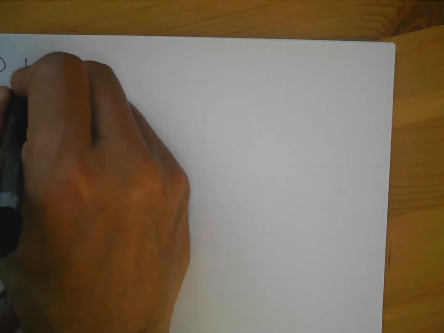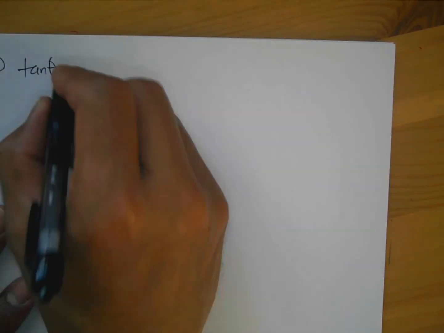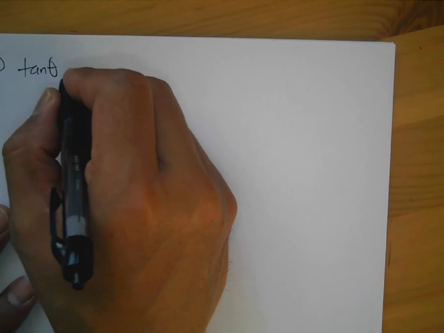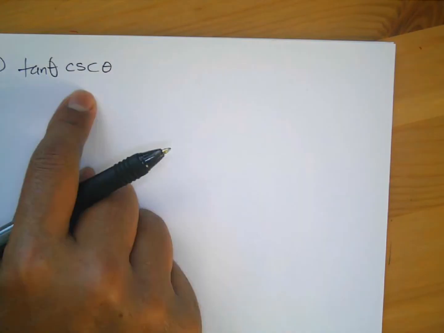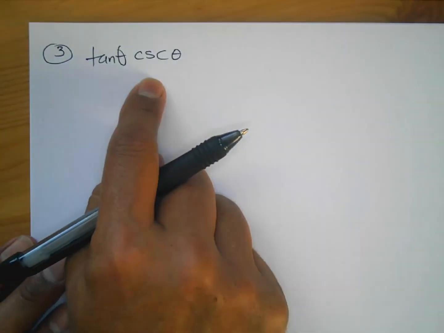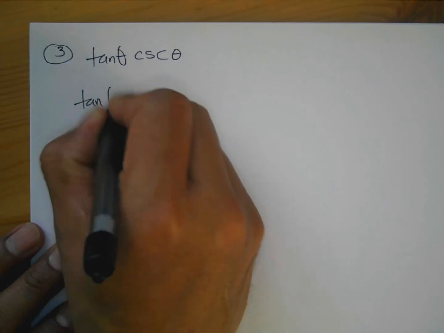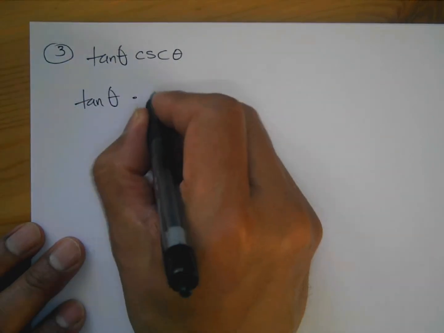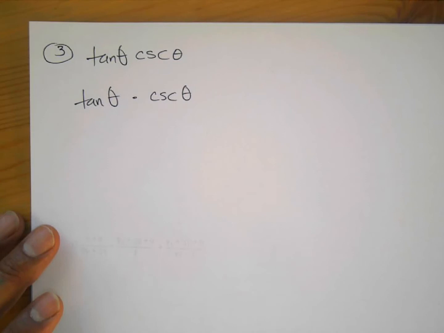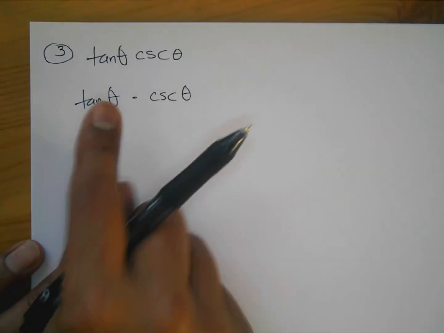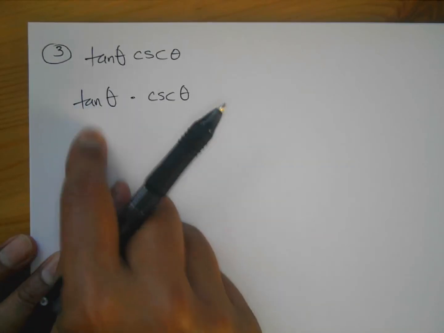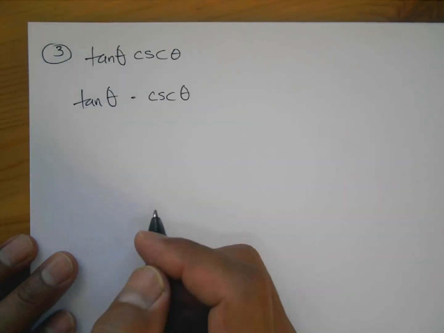Okay, number 3. Tangent cosecant. What does it mean if you see two functions together like this? It means they're being multiplied. This is a tangent times what? Cosecant. Are any of these sine and cosine? No, I have to change them both. I have to know how to change this to either a sine or a cosine.